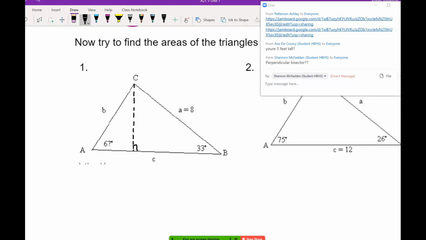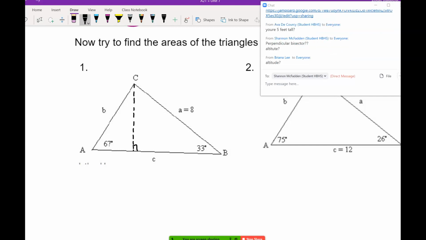Starts with an A. Not attitude, but anybody? Altitude! Good job, you guys. It is the altitude. So when you draw an altitude in a triangle, it goes from the vertex to the opposite side, creating a perpendicular line with two right triangles.